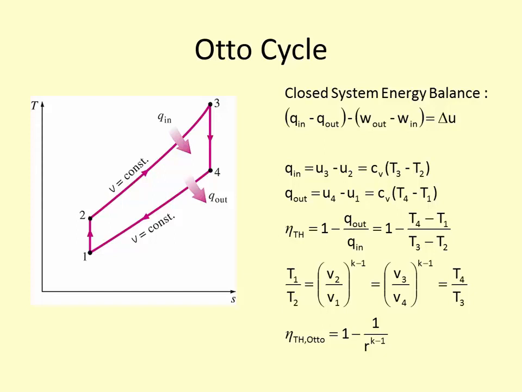And if we perform the energy balance, we can determine how to model or use property values to analyze this system. So Q in, because we're looking at it as a closed system, is going to be equal to the change in the internal energy from state 2 to 3. And we can approximate that as C sub V times T3 minus T2. So again, the cold air standard assumption allows us to use constant specific heats. Similarly, for the heat out, we can analyze it using property values as well.